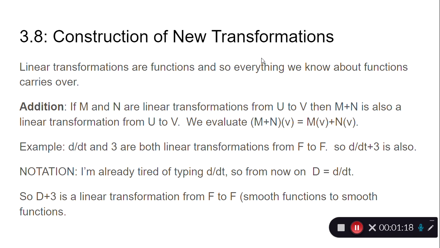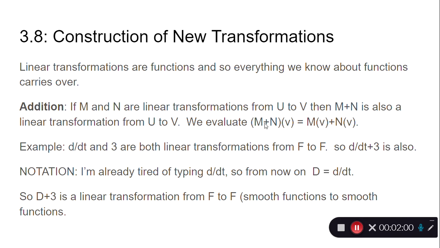3.8. So we've just discussed linear transformations. They're a special type of function between vector spaces. They're functions that you can pull a constant out of and you can kind of distribute over addition. Now we can combine linear transformations together to make new linear transformations, just like you can combine functions together, multiply them by numbers, add or subtract functions, or do function composition. Same thing here. So if M and N are linear transformations from U to V, then M plus N is also a linear transformation from U to V.